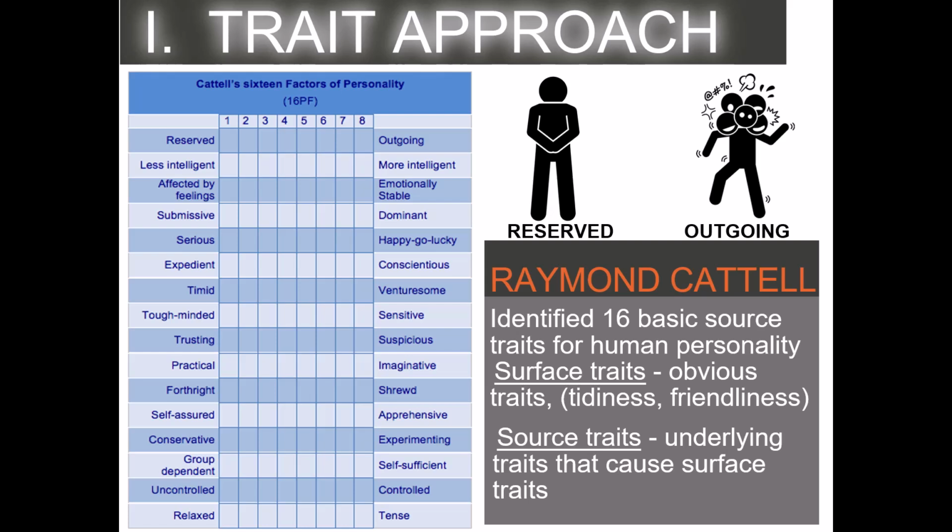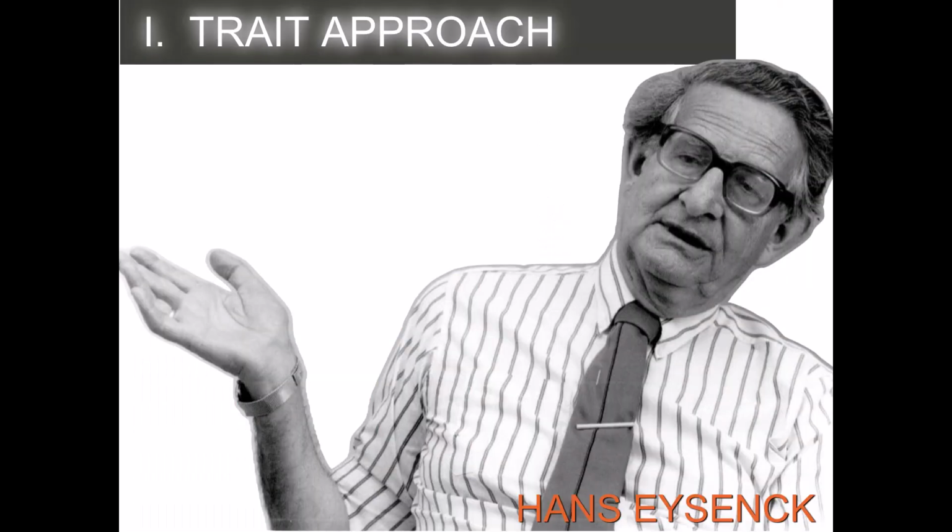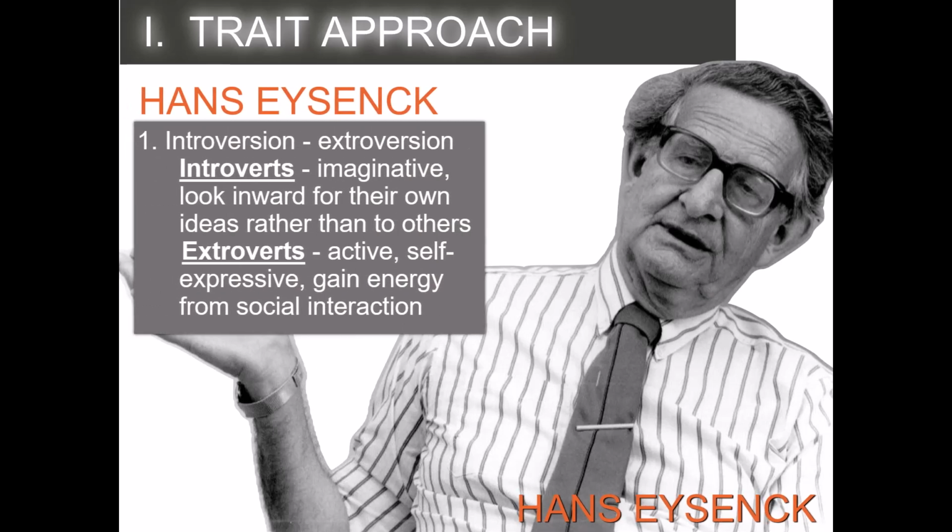It lists each source trait as part of a pair of opposites on a continuum, such as reserved versus outgoing and trusting versus suspicious. Our next trait theorist is Hans Eysenck. He worked with his wife Sybil, and they believe that we can reduce many normal human variations to two basic personality dimensions, which are introversion versus extraversion and emotional stability versus instability.